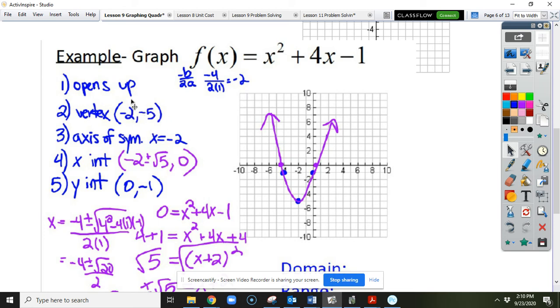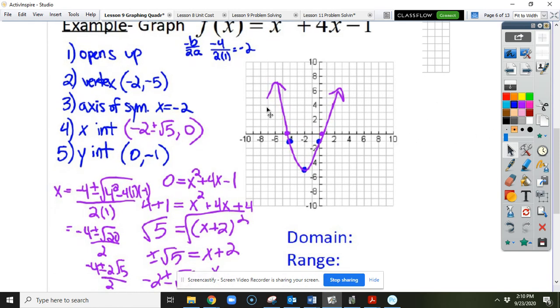Be careful there. The vertex is your most important point, so you want to be really careful with that one, okay? Now I know my vertex, so I know my axis of symmetry. My axis of symmetry is x equals negative 2. Next up, I want to find my x-intercepts. To find the x-intercepts, I'm setting the whole equation equal to 0.